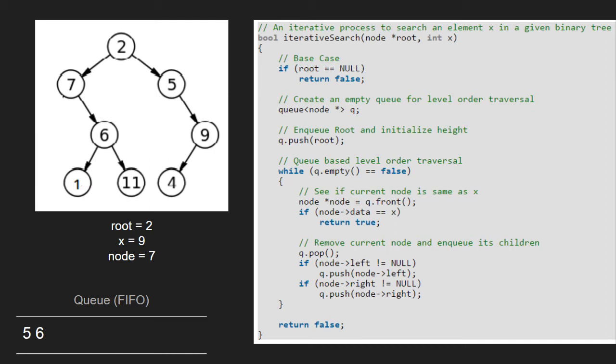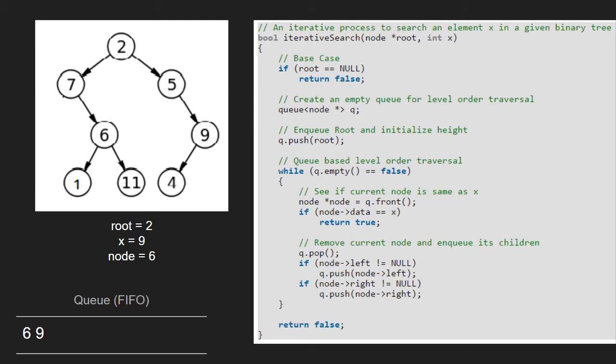Now, node will point to 5. We check if node is equal to x. Since 5 is not equal to 9, we remove 5 from the queue. In the next step, we enqueue 5's child, which is 9, into the queue. Again, since queue is not null, we continue with the while loop. Now, node will point to 6, which is the front element of queue.